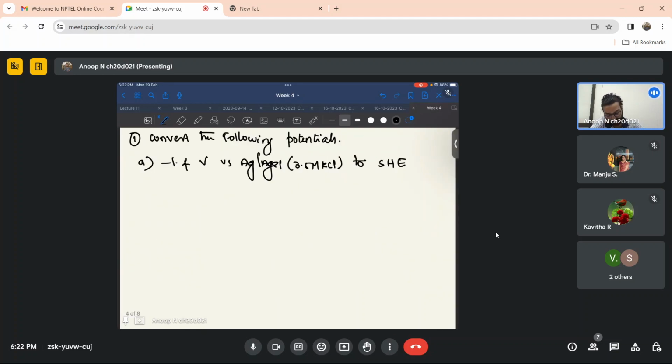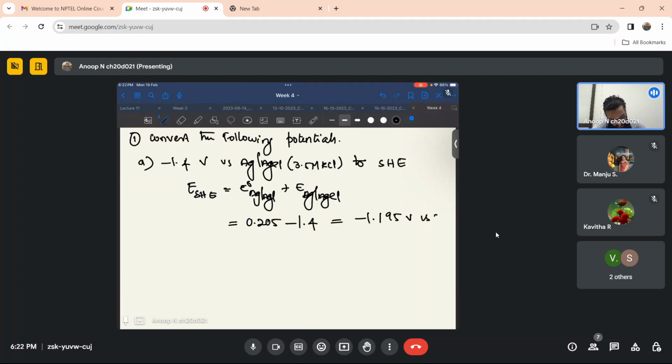So what's the answer coming? How can I convert? E_SHE is equal to E0 Ag/AgCl plus E_Ag/AgCl. So E0 for 3.5 molar is 0.205, minus 1.4. Answer will be minus 1.195 volt versus SHE. Is this clear? Yeah. So let's do the next one.